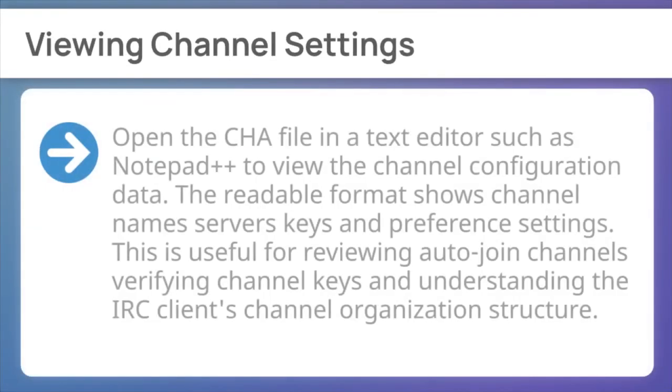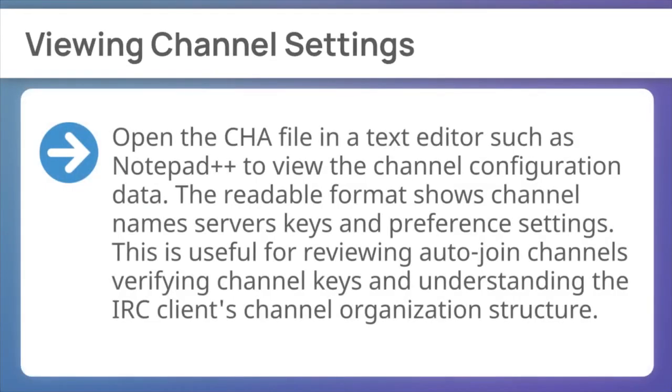First, viewing channel settings. Open the CHA file in a text editor such as Notepad++ to view the channel configuration data. The readable format shows channel names, servers, keys, and preference settings. This is useful for reviewing auto-join channels, verifying channel keys, and understanding the IRC client's channel organization structure.